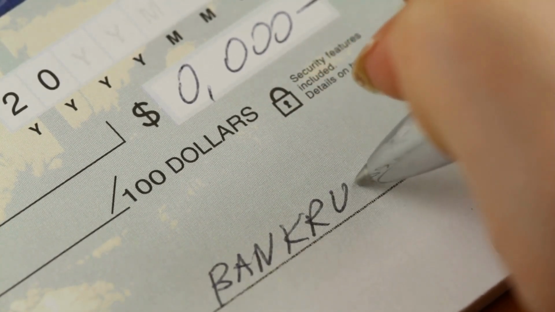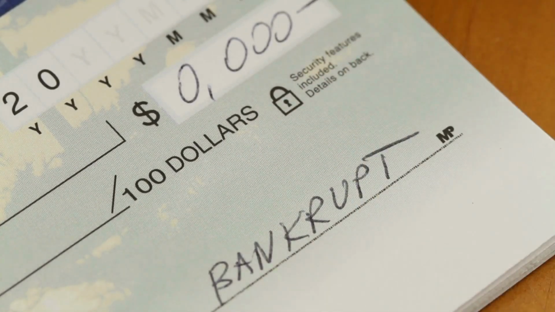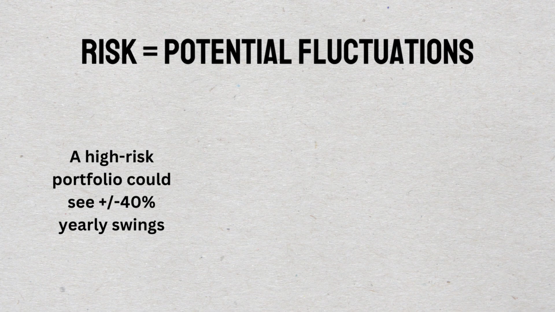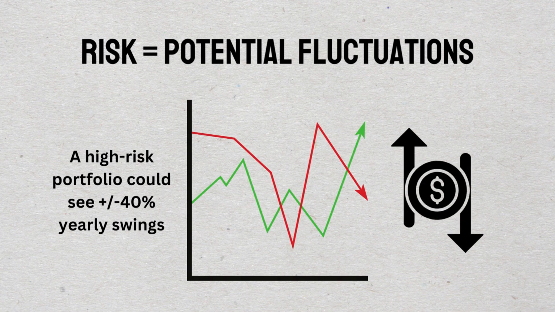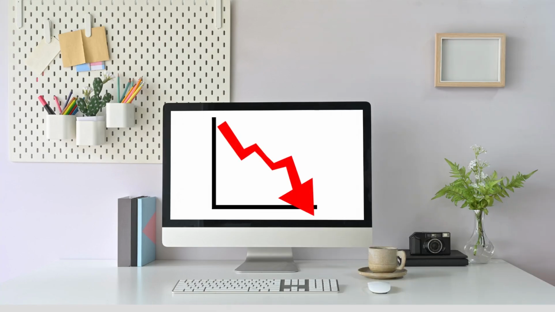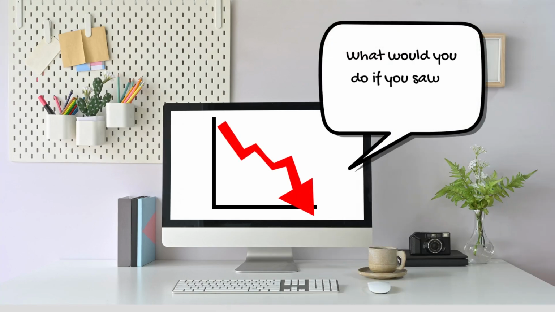I find a more useful way to think about risk is to think in terms of fluctuation. So a high-risk portfolio doesn't usually mean that it has a high risk of going to zero at any second, but it is at risk of experiencing large swings, up or down, from year to year. This is where your personal risk tolerance comes in. In a year where there's a stock market crash and your portfolio drops by more than 20%, do you know what you would do? Let's look at two different possible responses.